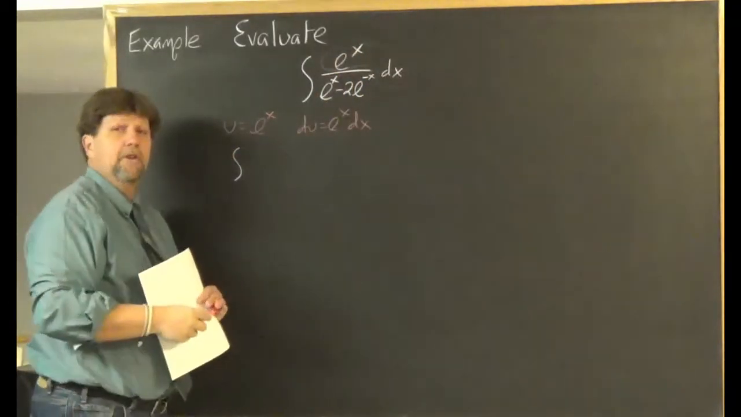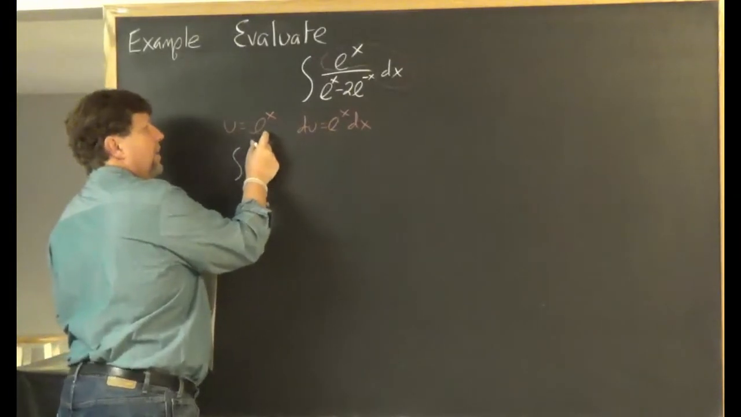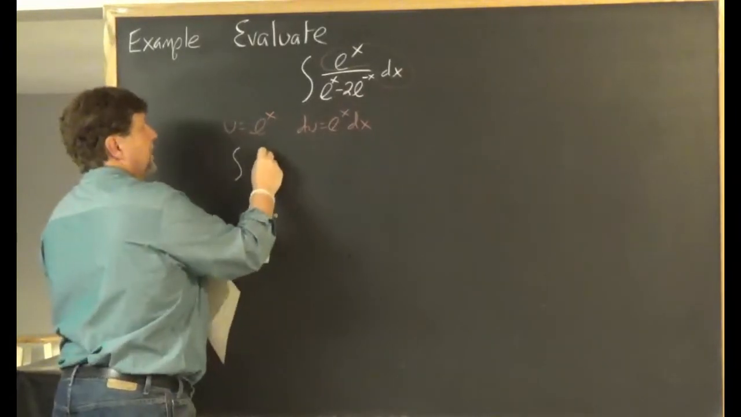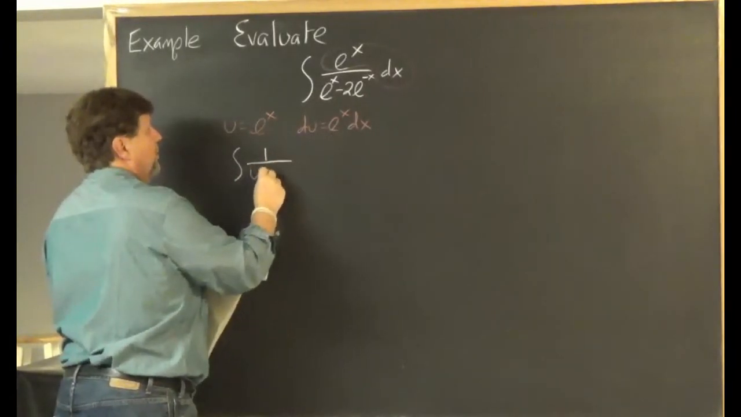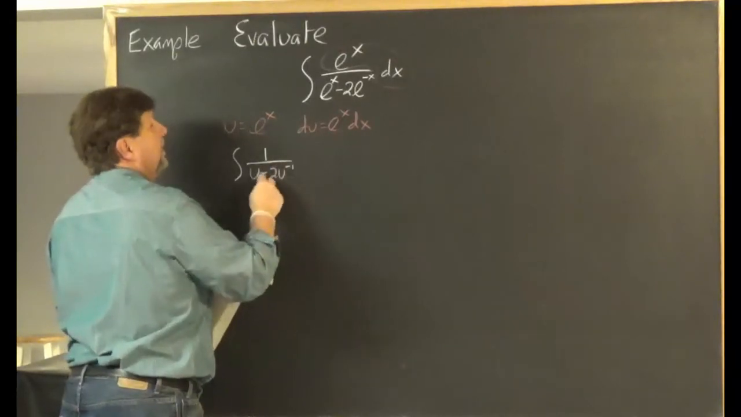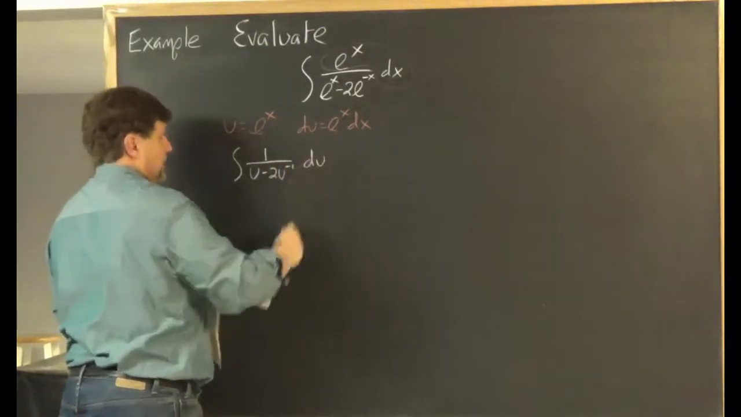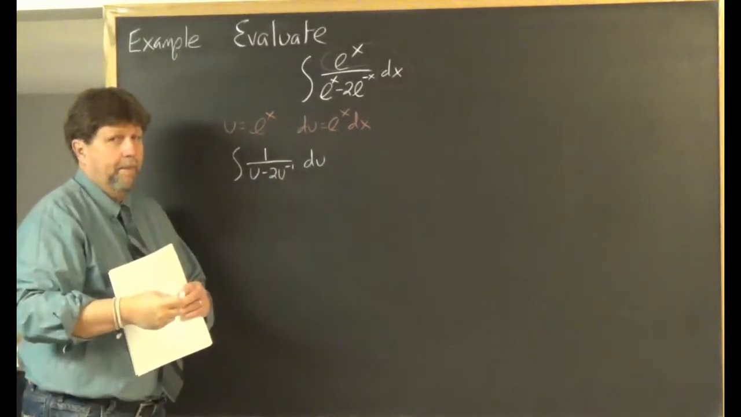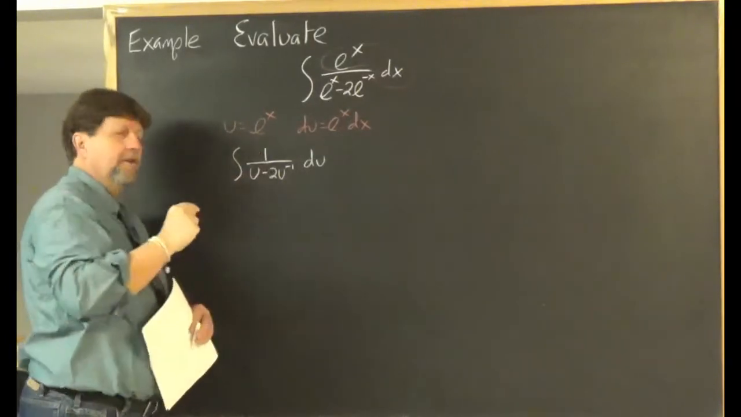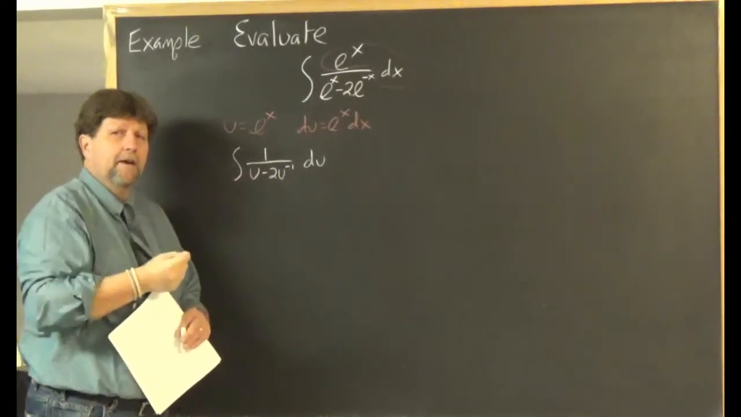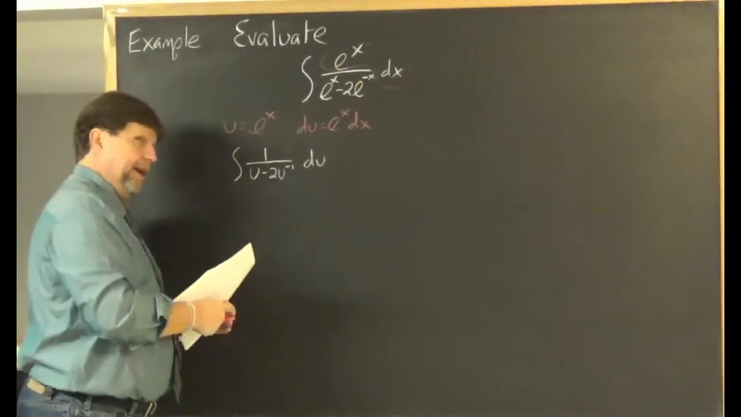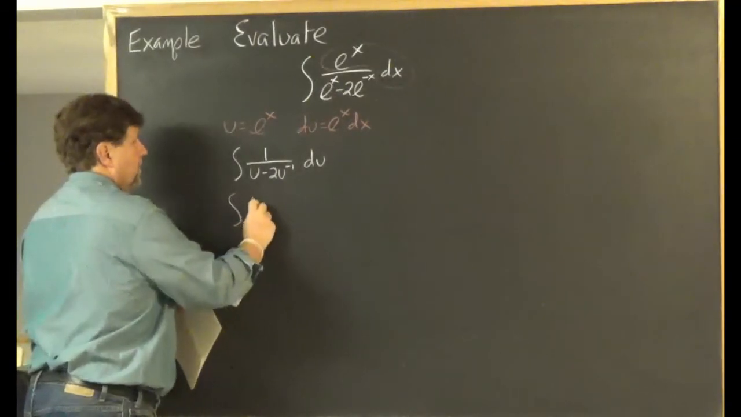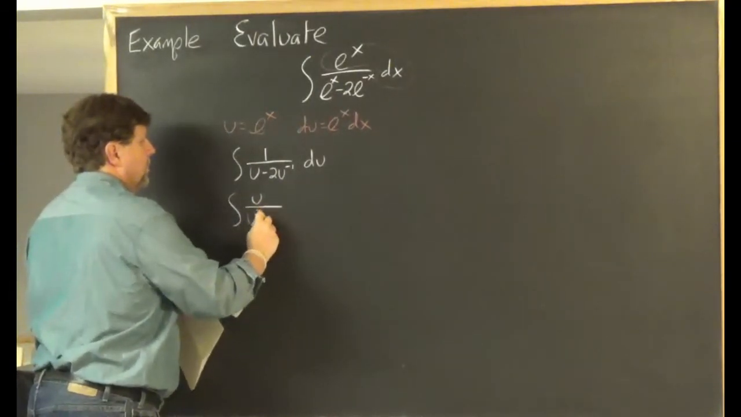That's my du. I'm just substituting u equals e to the x. I'm just substituting that u in for the denominator pieces. So I'd have 1 over u minus 2 times u to the negative first, du. Now, trick. In the integrand, multiply numerator and denominator by u. If I multiply numerator and denominator by u, I get u over u squared minus 2.